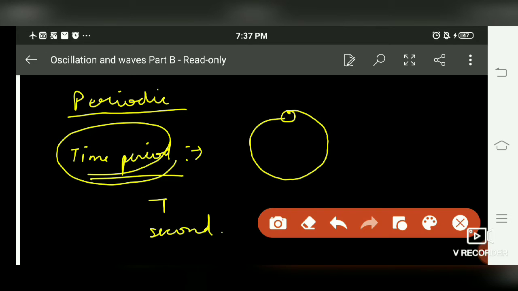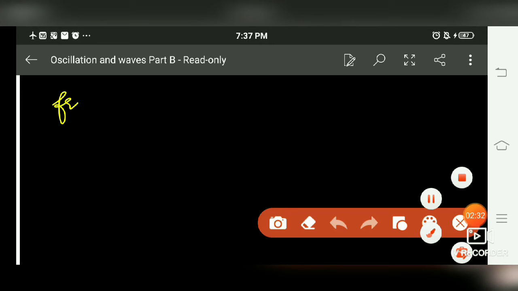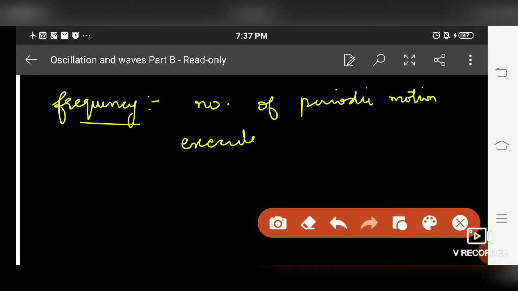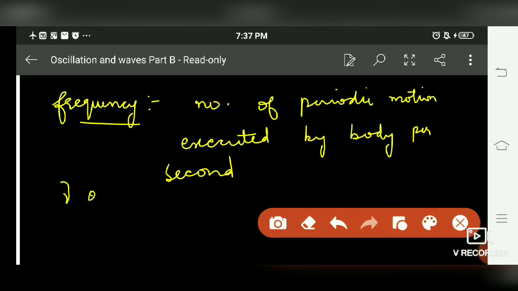Next term is frequency. Frequency is the number of periodic motions executed by a body per second. That is called frequency. It is represented by the symbol nu or f. Its unit is per second or hertz.